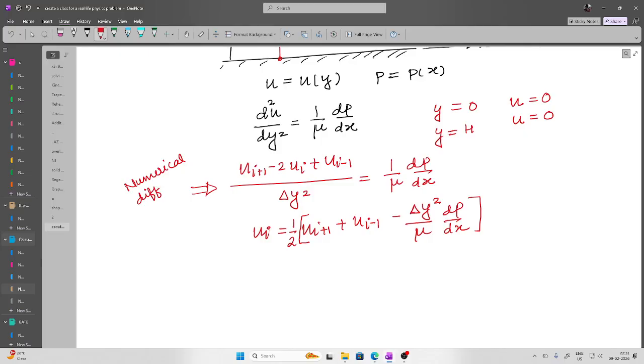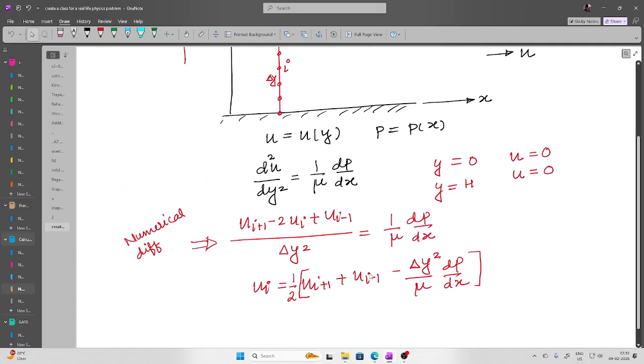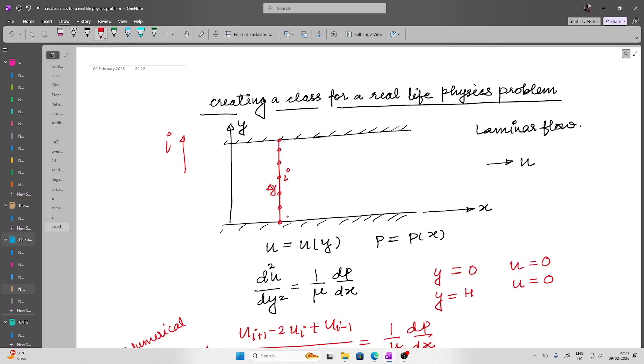Still, if you find it difficult to grasp, I'll leave a link in the description of this video, so that you can see that particular video of mine where I discuss how these numerical derivatives come into the picture. Now, we will be solving this particular equation between y equal to 0 and y equal to h, for all the nodes except the boundary nodes.